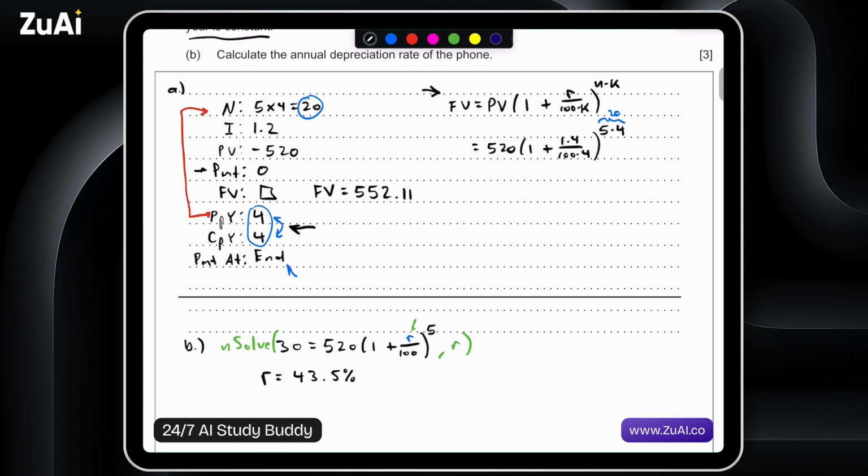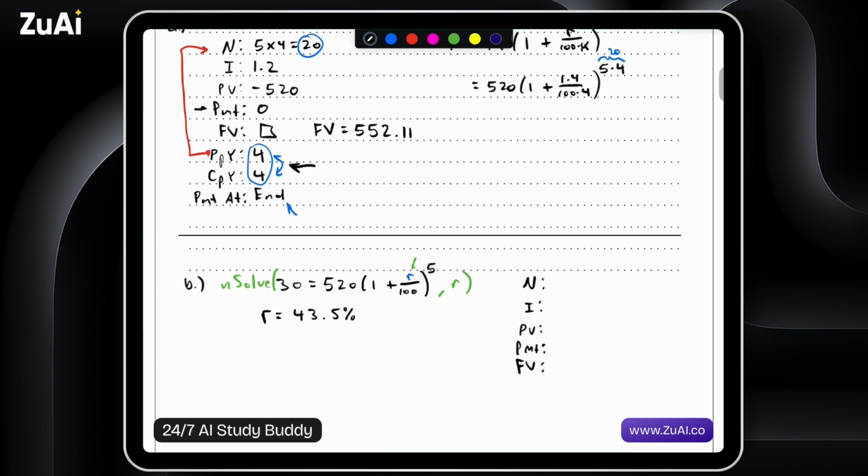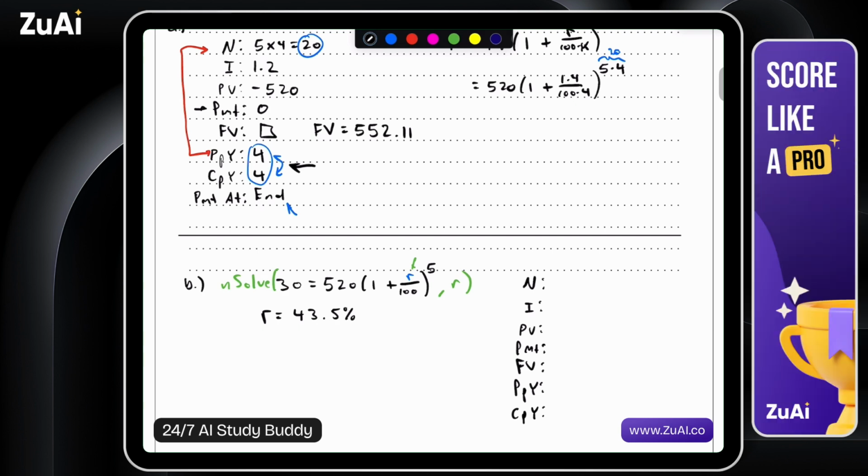If you want to work this out using the compound interest formula, we certainly can. Or sorry, not the compound interest formula, but the financial solver. We certainly can, and I'll show you how to do that really quick, or as quick as possible. So alternate method, here we go. N, I, PV, PMT, final value, payments per year, compounding periods per year, and then payment at the end. We'll leave that empty because we don't need that in this case, but it's always at the end.